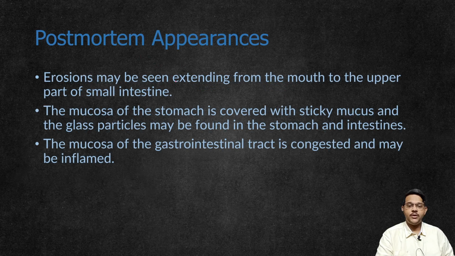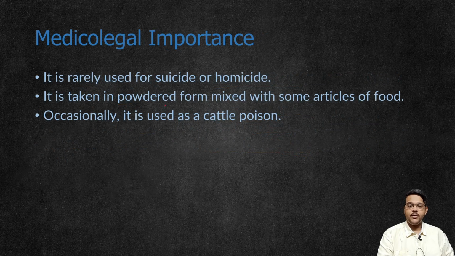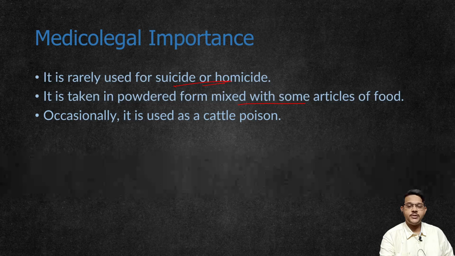Post-mortem appearance: erosions may be seen extending from the mouth to the upper part of the small intestine. The mucosa of the stomach is covered with sticky mucus, and glass particles may be found in the stomach and intestines. The mucosa of the gastrointestinal tract is congested and may be inflamed because of the irritant effect of glass powder. Medical importance: it is rarely used for suicidal or homicidal purposes. It is taken in powder form mixed with food for suicide purposes. Occasionally, it is also used as a cattle poison.